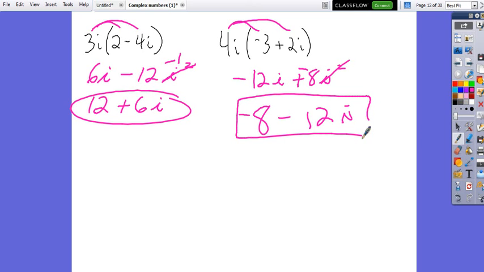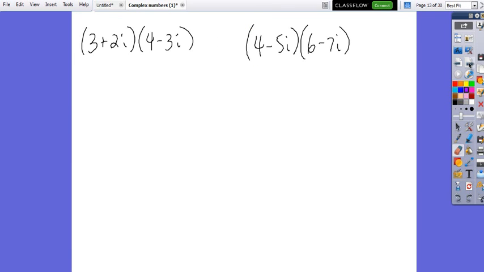Okay? So that's pretty simple as long as you remember to change the sign. Okay, now here we have some FOIL problems. Go ahead and copy these down and use the FOIL method to do these.